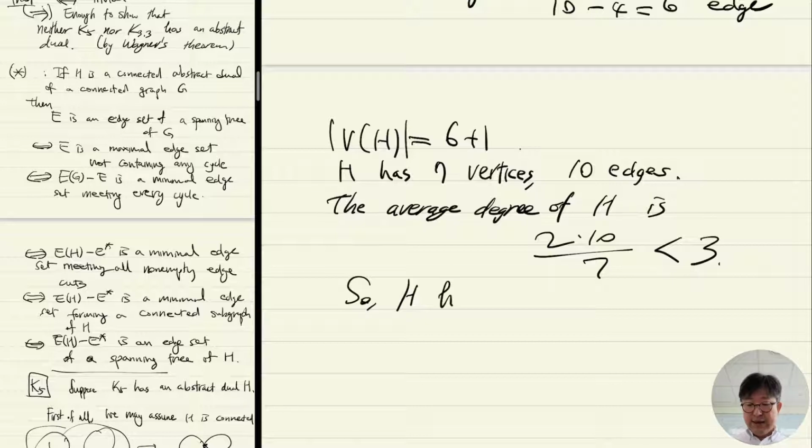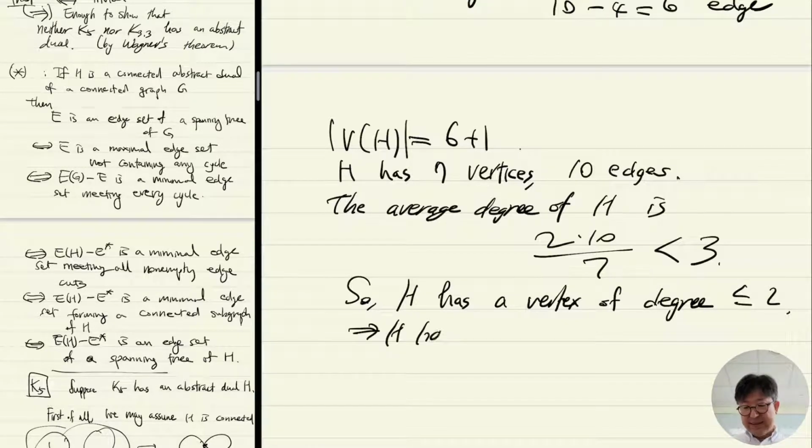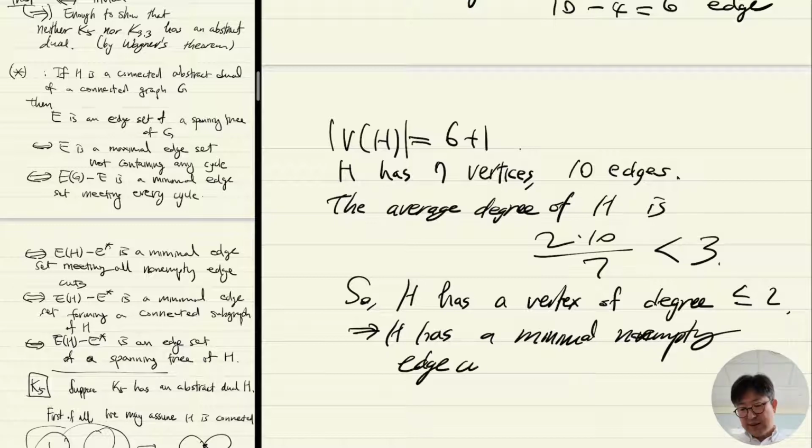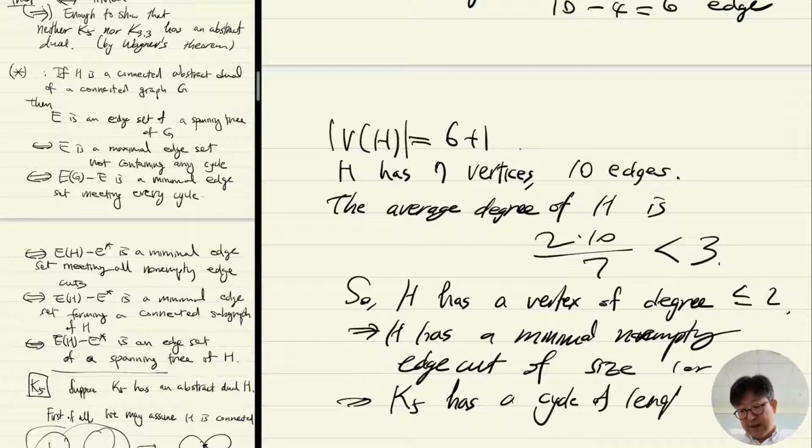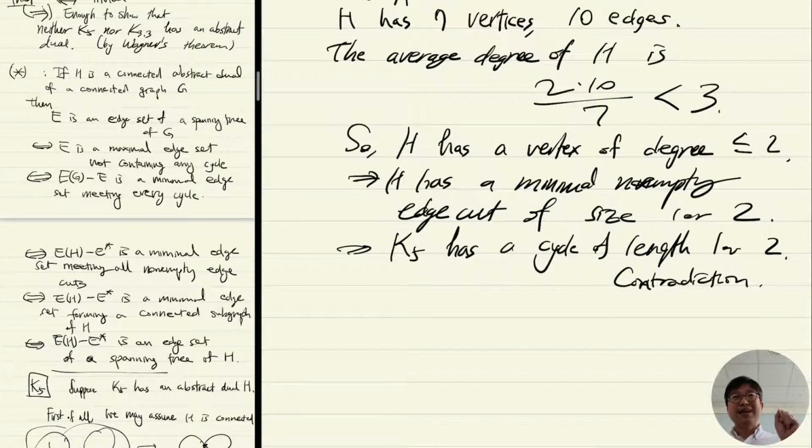So H has a vertex of degree at most 2. So H has a minimal non-empty edge cut of size 1 or 2. That means K5 has a cycle of length 1 or 2. That's a contradiction. So that's why K5 doesn't have an abstract dual.